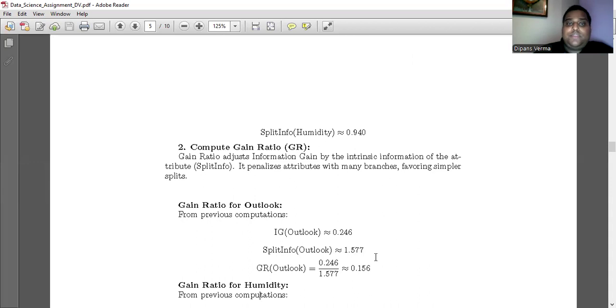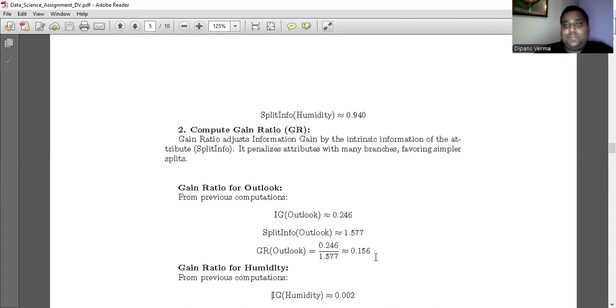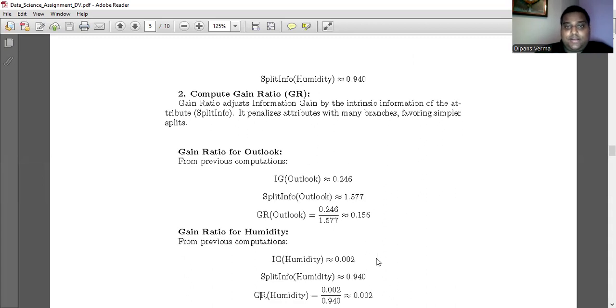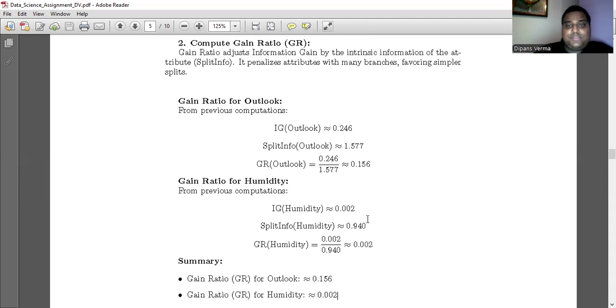Now I will come to the main point, that is to compute the gain ratio. Basically, I'm trying to compute the gain ratio. So how can I calculate this? To calculate the gain ratio, you need to divide the information gain by the split information, right? For the outlook, you will divide 0.246 by 1.577, that means 0.156. And you can get the gain ratio for humidity, that means 0.002 we have already calculated, and 0.940 we have already calculated. We can divide it and we can get 0.002.